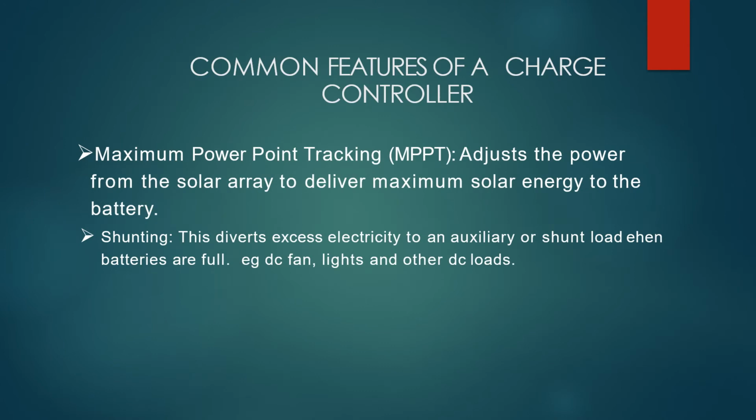Now you can see the features of a charge controller. The first feature is maximum power point tracking. MPPT stands for maximum power point tracker. This is a circuit employed in the majority of modern photovoltaic inverters. Its function is to maximize the energy available from the connected solar module arrays at any time during its operation. The second feature is shunting. This diverts the excess electricity to a shunt load when batteries are full, for example, DC loads like DC fans, lights, etc.